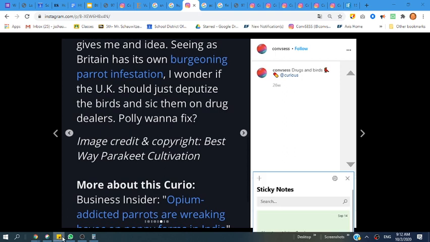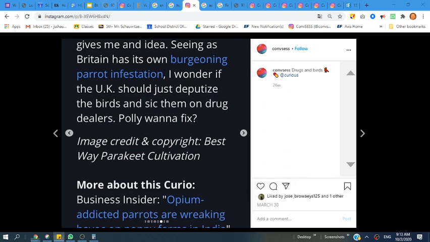Which is interesting because seeing as Britain has its own burgeoning parrot infestation, the writer of this article says that he wonders if the UK should just deputize the birds and sic them on drug dealers. So it's kind of an interesting way to think about combating the drug problem around the world, and in this case, in Great Britain, or maybe even Costa Rica or the United States, right?